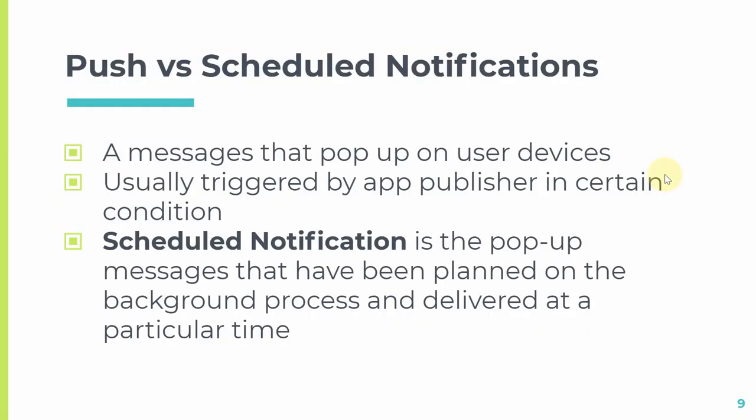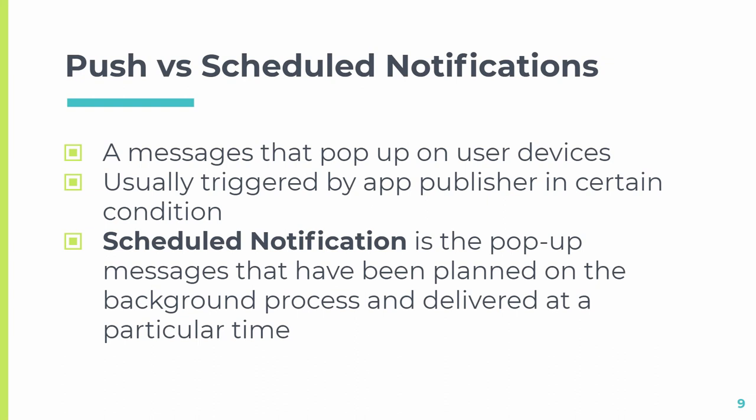So what is the difference between push and scheduled notifications? Okay, so the definition of a push notification is a message that pops up on the user's device and is usually triggered by the application publisher, okay, in certain conditions. So for example, I would like to give a promo to my application users. So I will define the push notification message so I can broadcast my message to all the users of my application, so they can receive that notification. This is called push notifications, okay?